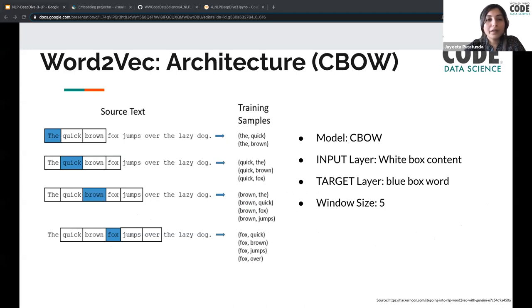So this is a good example. If you look at this source text, the quick brown fox jumps over the lazy dog, I highlighted it in the next section. The input layer is the white box content. You are passing in the whole sentence, and apart from that particular word, all the other words, be it in the first or the second half, get in as the input layer. That's the white box content, and the target layer is the blue word. Here the window size is 5 because our whole sentence is of 5 tokens, so we kept it as 5. So this is to predict one word using continuous bag of words.